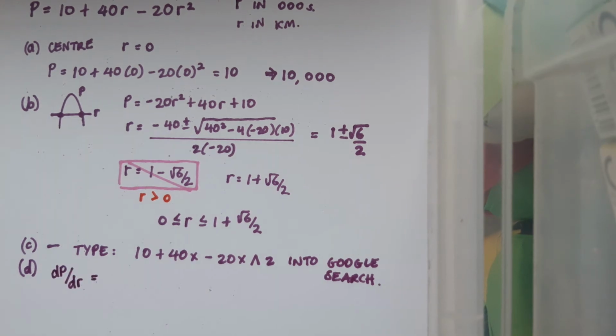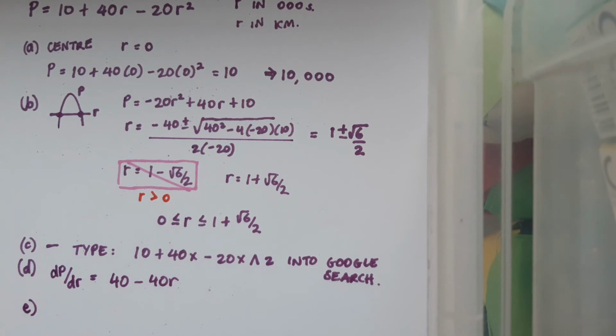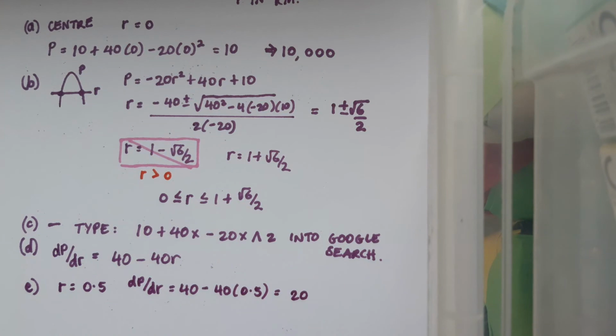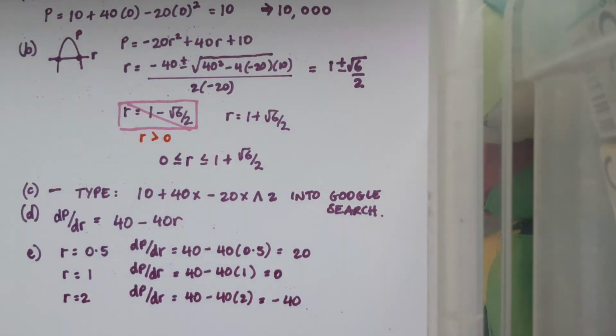And now I want to calculate dP/dR, which is very straightforward. You're just getting 40 minus 40R, very easy differentiation there. Part E is literally just substitution. You want to evaluate dP/dR at 3 different values of R. So the first comes out as 20, the second comes out as 0, and our third value there comes out as minus 40.